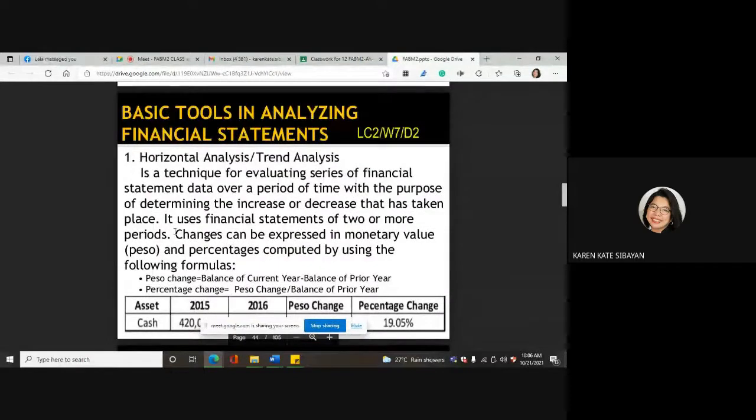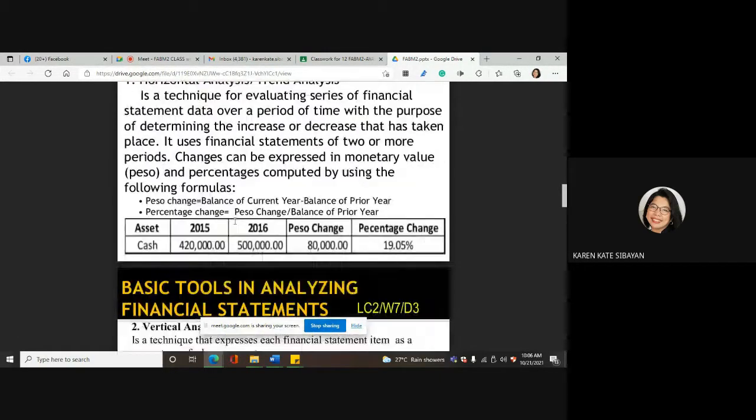So, there are also tools, class, in analyzing the financial statements. These are horizontal analysis or trend analysis. So it is a technique for evaluating series of financial statements data over a period of time with the purpose of determining the increase or decrease that has taken place. It uses financial statements of 2 or more periods. Changes can be expressed in monetary value peso and percentage computed by using the following formula.